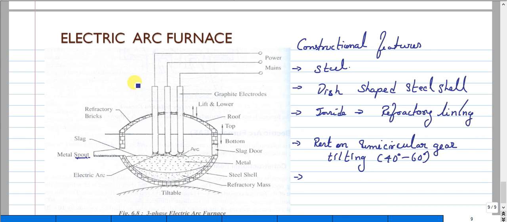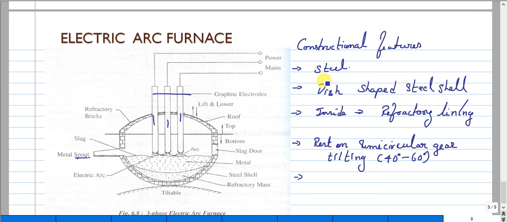And we have graphite electrodes. You can see the graphite electrodes, which will enter from the roof. Okay, so this is one more construction. And they can be raised and lowered by means of guides. If you want to cancel this arc, you can, by giving a more standoff distance; that option is given to this graphite electrode. So these are all the constructional features of an electric arc furnace.